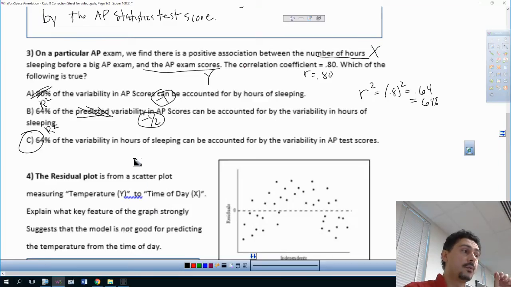So when we say the variability of the Y variable, that is in your notes and it is written that way. So there's no discussion here. Moving on.